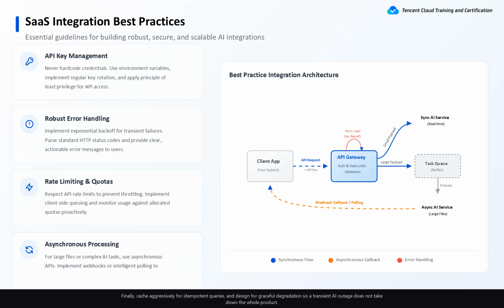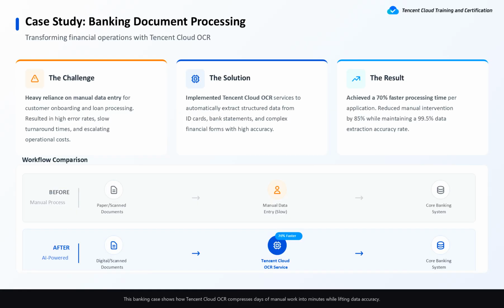This banking case shows how Tencent Cloud OCR compresses days of manual work into minutes while lifting data accuracy. The bank's customer onboarding and loan workflows were entirely paper-driven. ID cards, bank statements, payslips, and property certificates had to be keyed in by hand, creating a compounding mix of long turnaround times, high error rates, and rising operational cost.